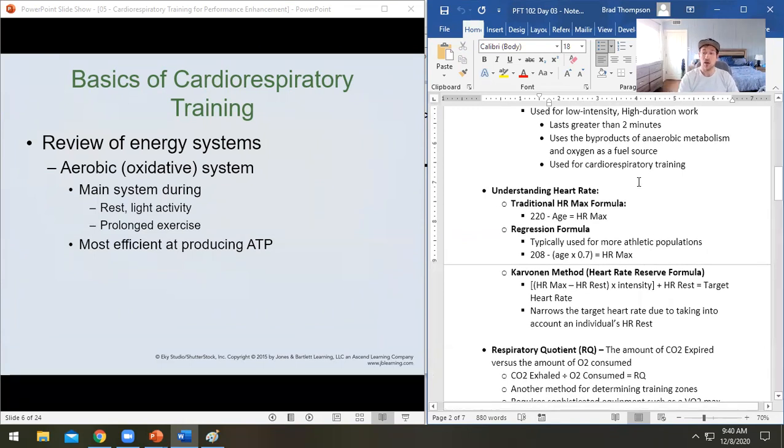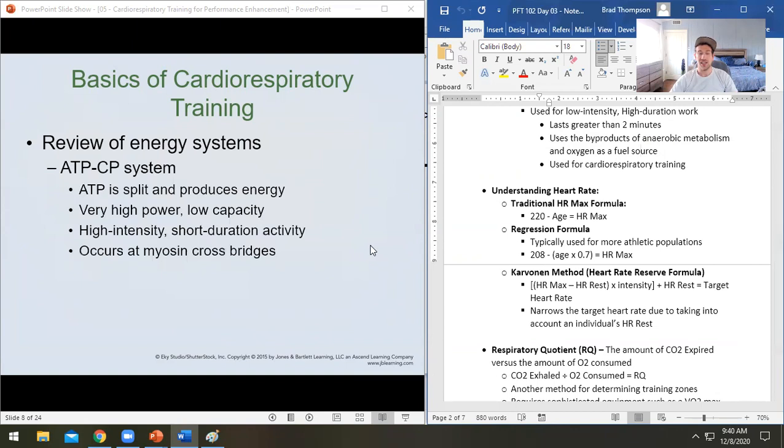So when it comes to doing cardio, this is your low intensity, high duration work. Anytime you hit 2 minutes or longer, you are in your aerobic metabolism. You are relying on the Krebs cycle and the electron transport chain. You're using the byproducts of glycolysis, and oxygen, in order to produce lots of ATP. So when we're talking about cardio, we are talking about being under tension for an extremely long period of time. Therefore, we are training our aerobic energy system.